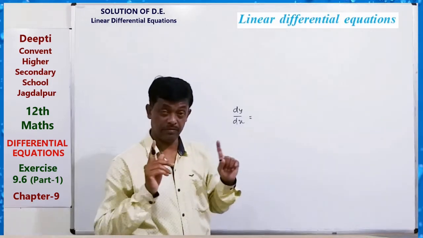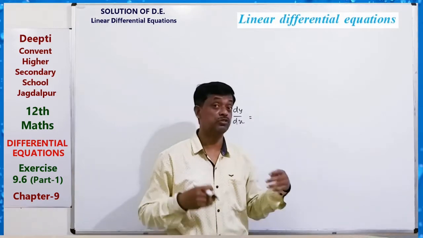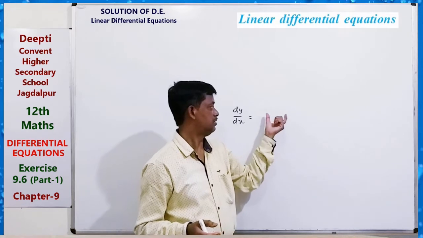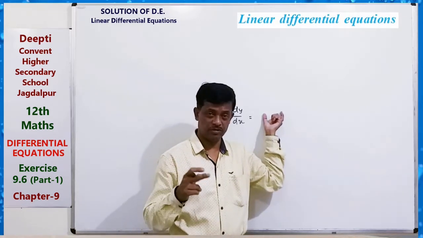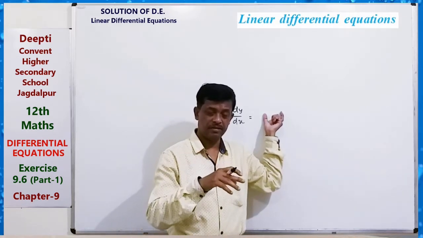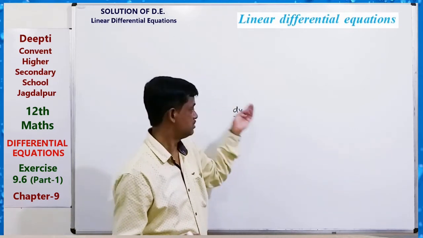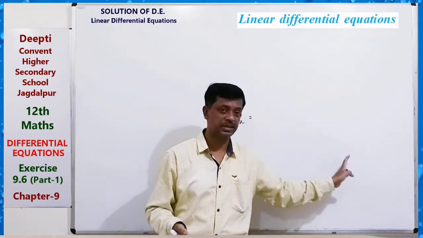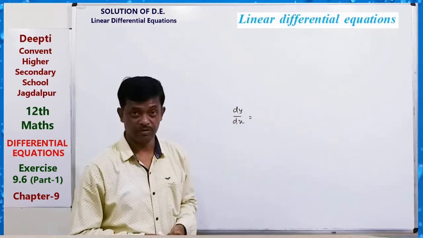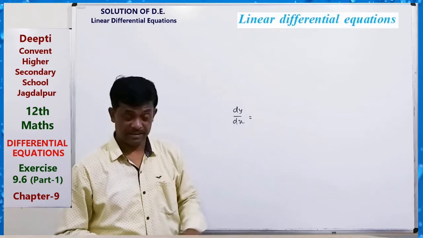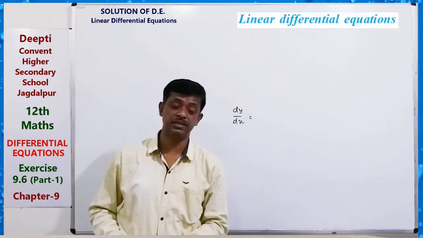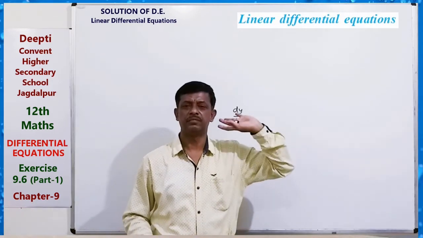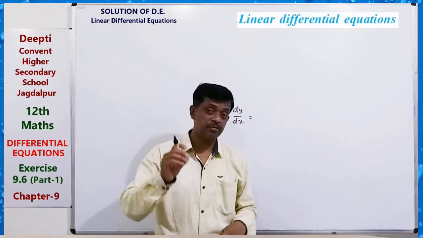If not separated, then we try for homogeneous function, by checking whether this function is homogeneous of 0 degree or not. If it is a homogeneous function, then this is a homogeneous differential equation, and we can solve it by putting y equal to vx, x equal to vy, etc. We know that.